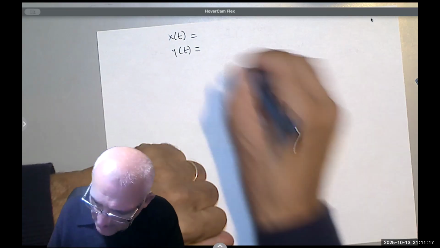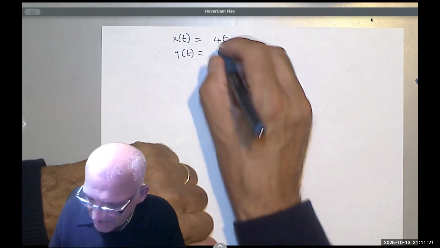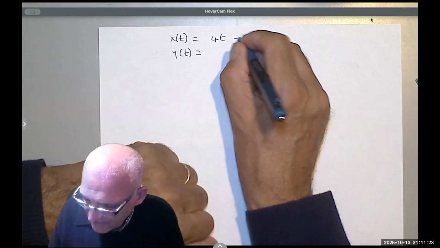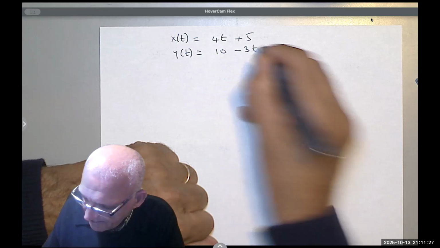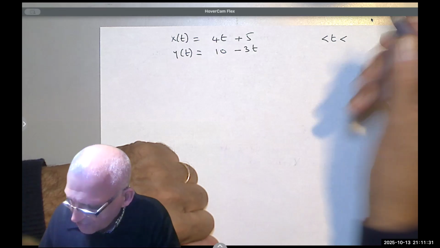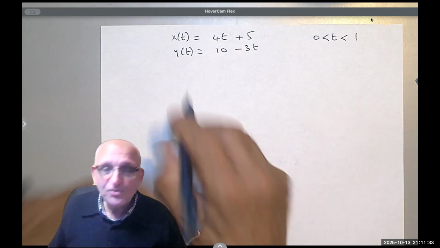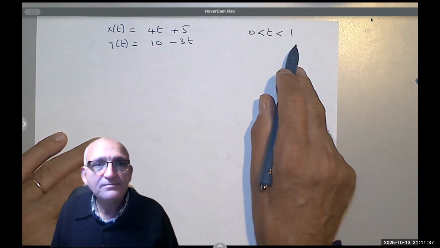So here we say some linear function. Let's make it something easy. So x of t is 4t plus 5, and maybe y of t is 10 minus 3t, and t goes from 0 to 1. And you want to find the arc length when t changes from 0 to 1.